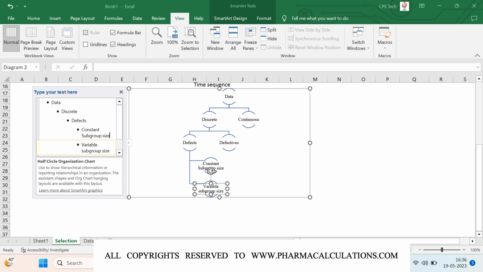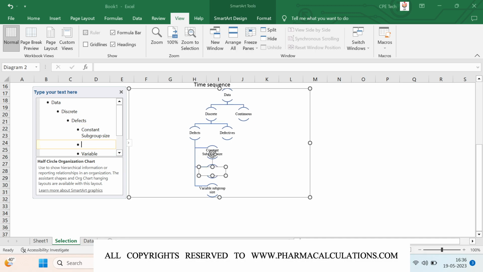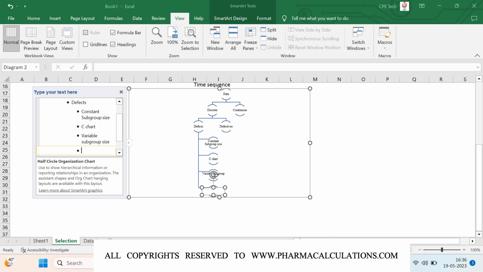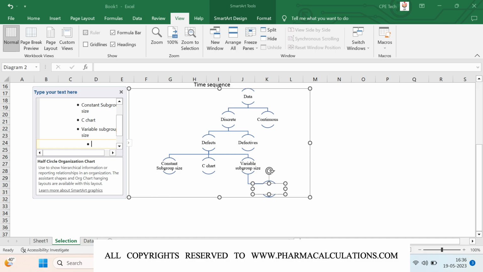Okay, and coming to constant subgroup size, the chart you can use is the C chart. And if it's a variable subgroup size, if you want to interpret the data or plot a control chart, you can use the U chart. I'll be showing you in Minitab where these types of charts are available.